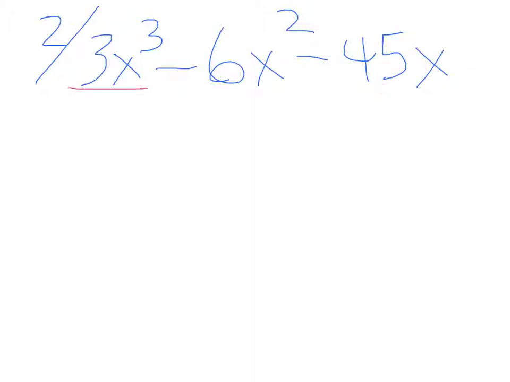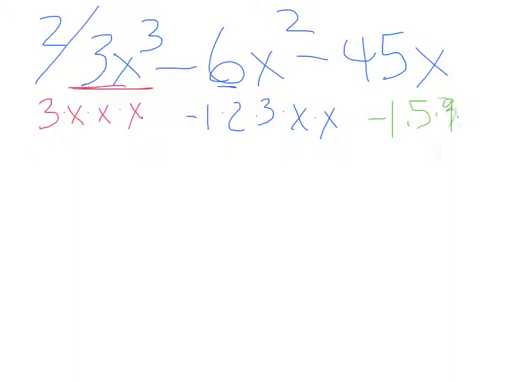Basically, your 3x cubed is 3 times x times x times x. Then we do the negative 1. 6 times 3, 6 is 2 times 3, and the x squared is x times x. And now we're going to do this negative. I'm going to go ahead and put the negative 1. And your 45 is 9 times 5, but the 9 is 3 times 3, right? And don't forget this x.